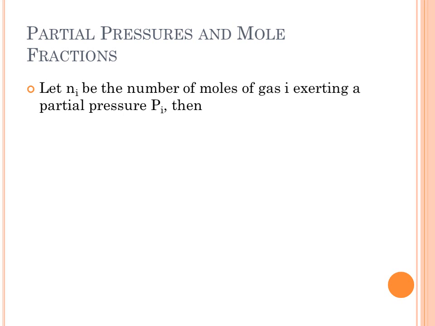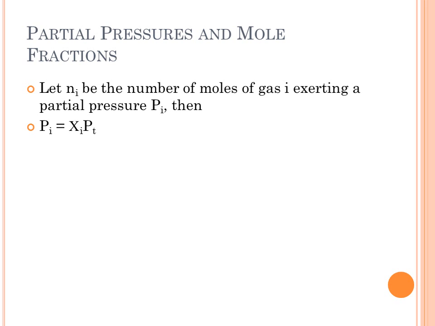Partial pressures and mole fractions. Since we assume that the pressure is totally dependent on the moles of gas at constant volume and temperature, we can just use moles and pressures in this case. So if n sub i is the number of moles of some gas i exerting a partial pressure P sub i, then we can say the partial pressure of gas i is equal to chi sub i, which is the mole fraction. It looks like a little x, but it's a Greek letter chi, times the total pressure of all the gases in that container.